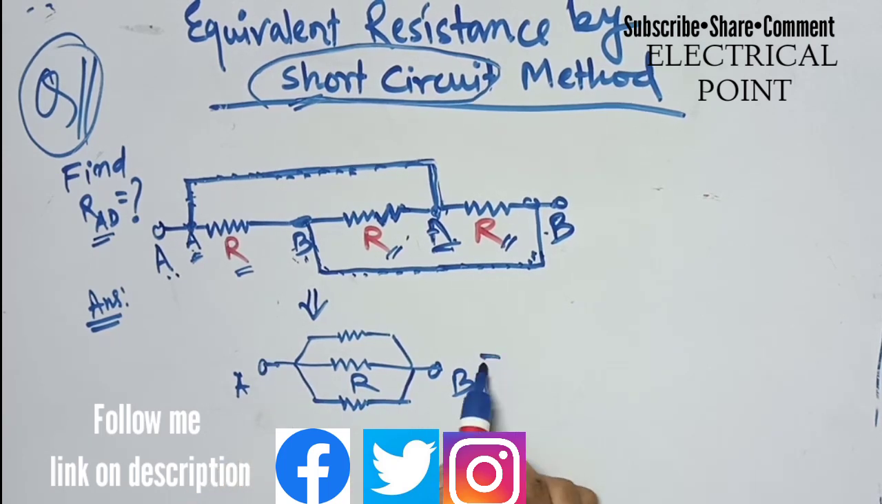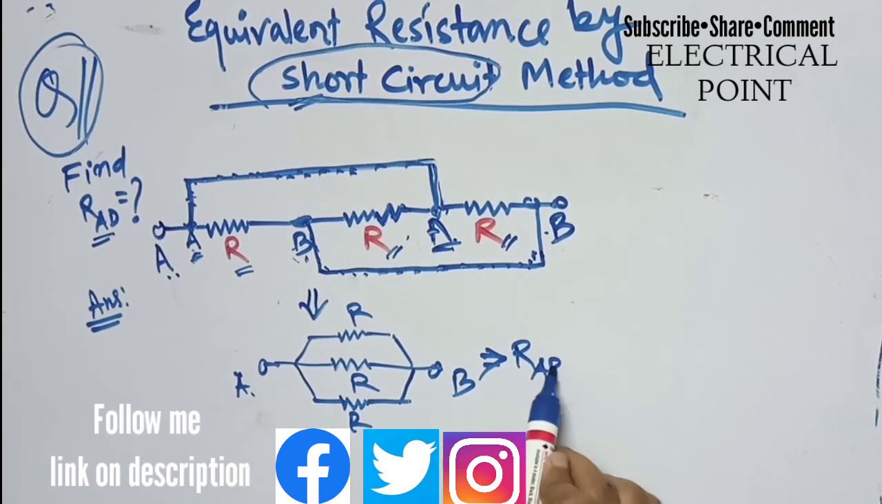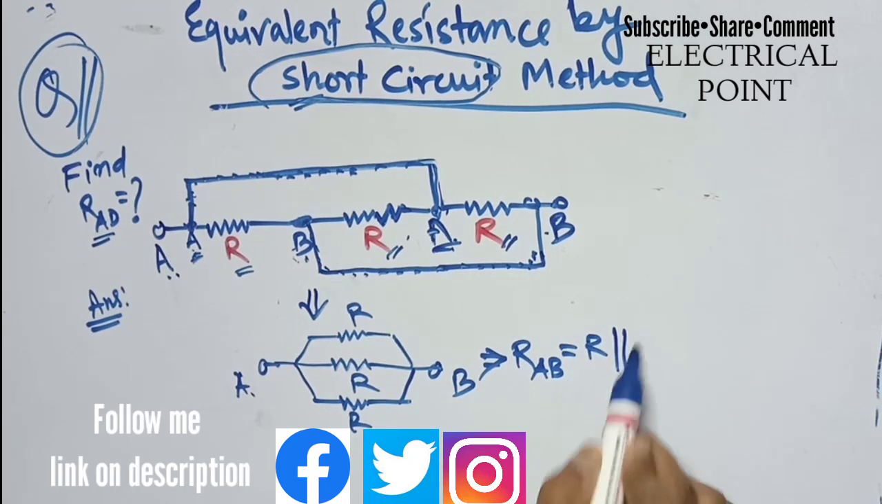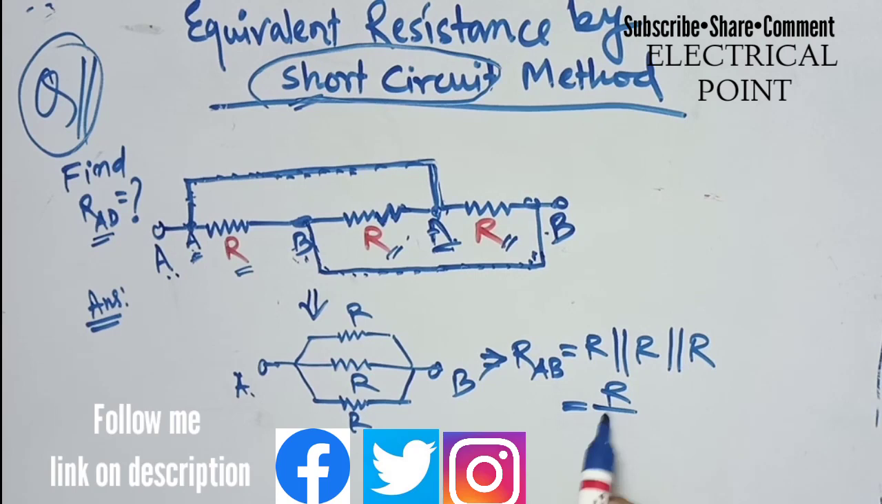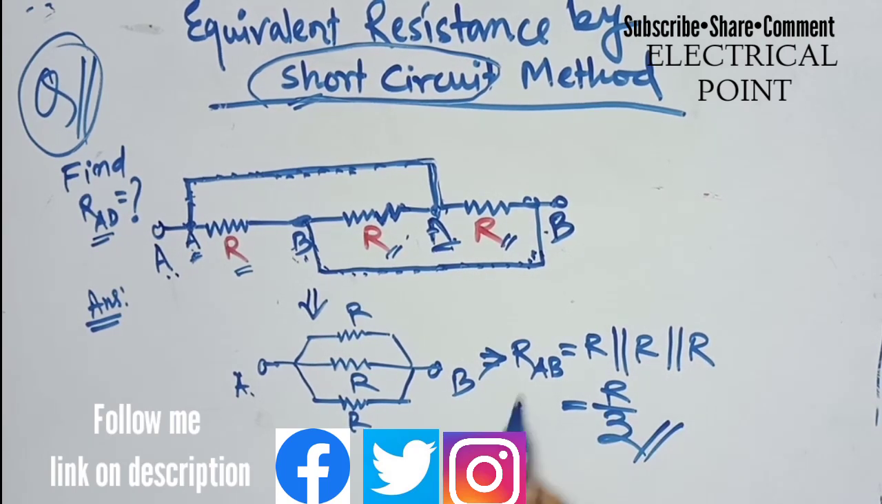Now you can see there are 3 resistances between points A and B. So RAB will be R parallel R parallel R, so it will simply be R by 3. So this is our answer.